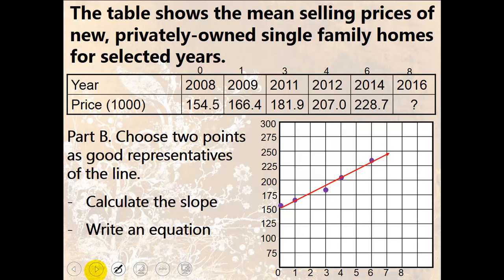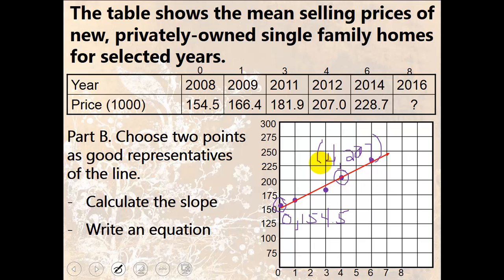Now what we want to do is select 2 of those points and calculate the slope and then write an equation. There is no magic right way or wrong way. I'm going to choose this point here because that's like a y-intercept, and then this point here. So this is the point (0, 154.5), and this is the point (4, 207).